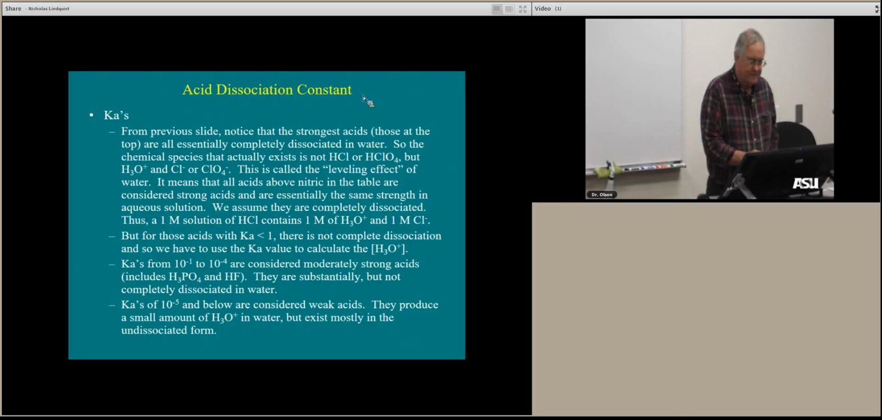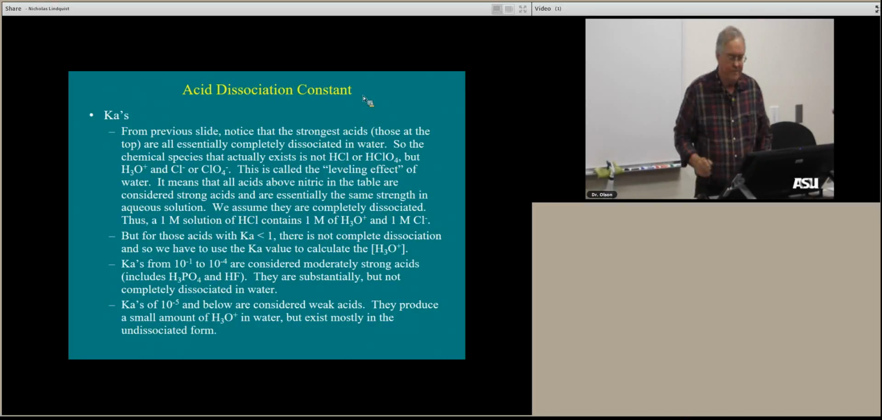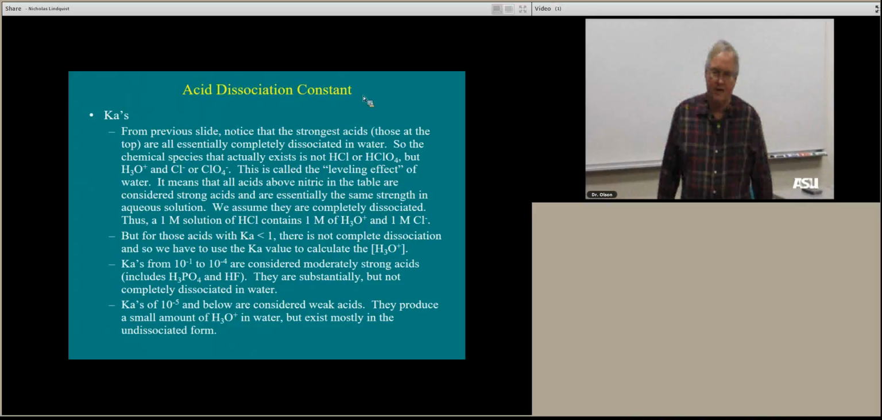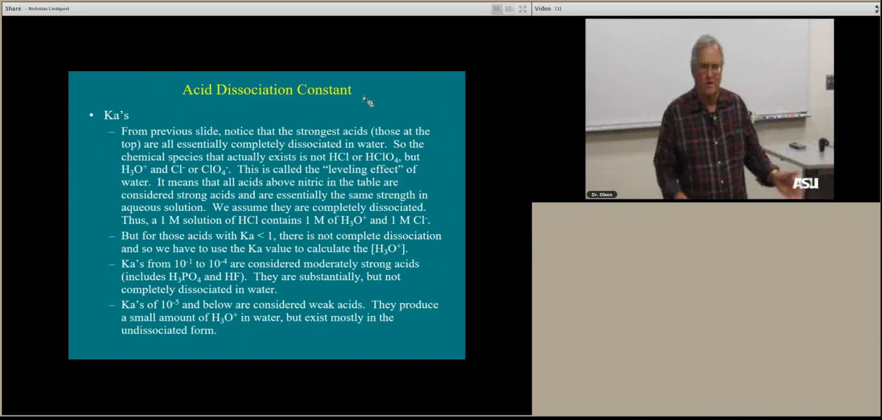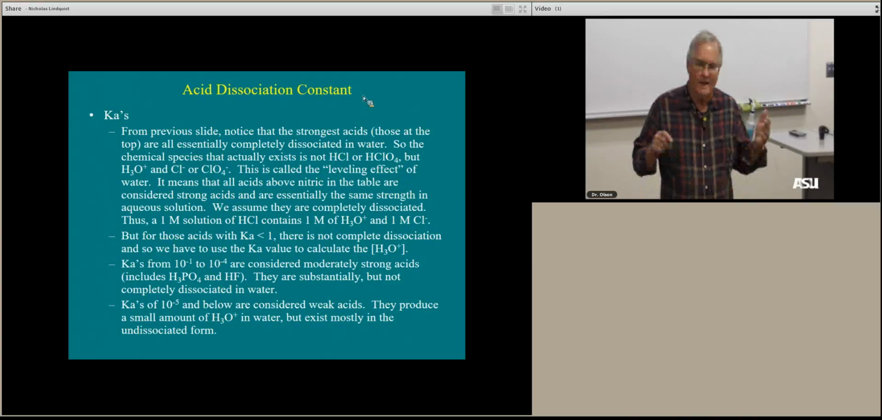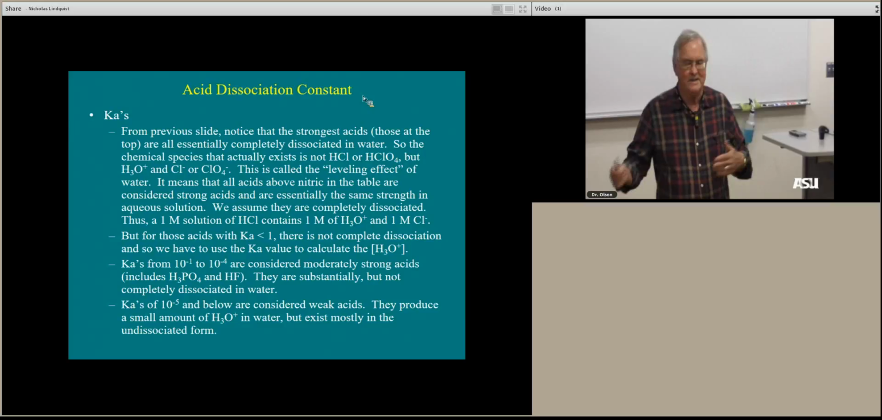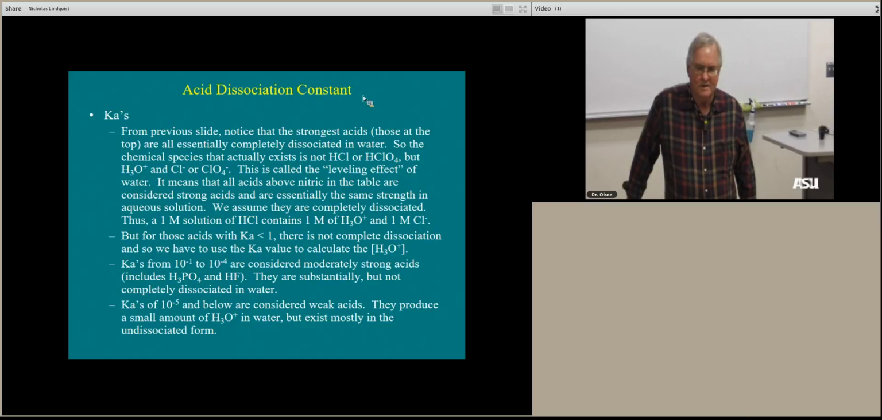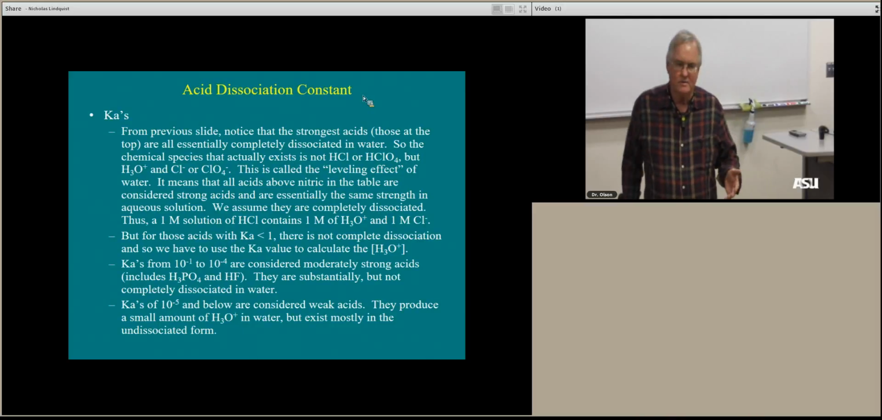So anything which has a Ka that is greater than 10 or 100, we would consider to be a strong acid. In other words, there's a lot more products than there are reactants, and essentially it's completely dissociated. If the Ka is somewhere around 10, 1, 0.1, down to about 10 to the minus 4, we call that a moderately strong acid. So HF has a Ka of 10 to the minus 4. That's moderately strong, but it's much weaker than some of the other acids like HI or HCl. HF is a much weaker acid, okay?